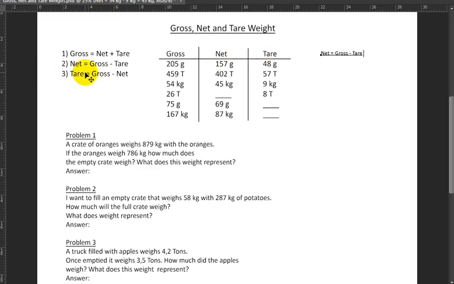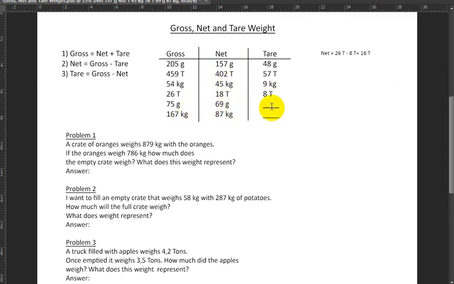The reasons for these formulas were explained in the previous video, so if you don't remember, go back and watch that one again. The gross weight in this line is 26 tons, and the tare weight is 8 tons. So I'm going to plug those numbers in. 26 tons minus 8 tons. So I need to do 26 minus 8. 26 minus 8 makes 18. 18 what? Tons. So that's my answer. The net weight in this case is 18 tons.